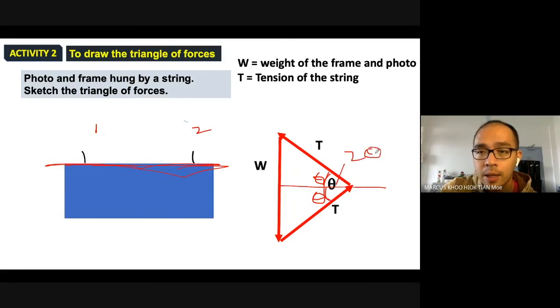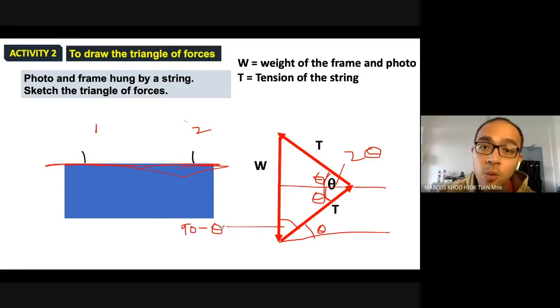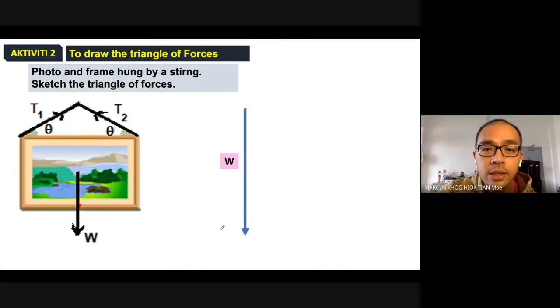Now, some of you drew a line over here, and you know that the angle between this T1 and this line is theta. And since this is a 90-degree angle, this angle over here will be 90 minus theta. That's actually what I wanted to see, 90 minus theta. So same thing, W, this one, so I just want to show this again.